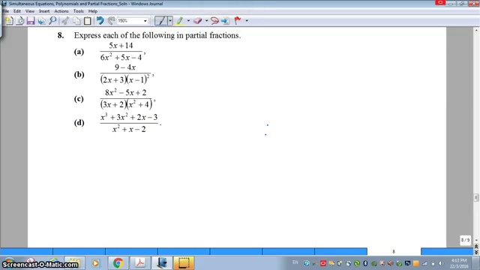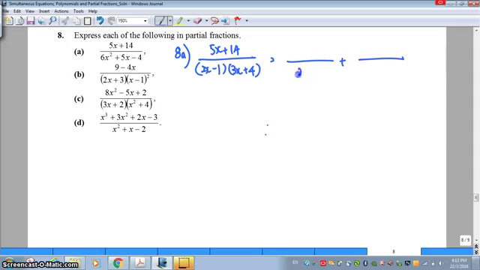Next, you must always ensure your denominator is fully factorized. So in this case, we will need to factorize our denominator. Taking note that there are two factors, or rather two linear factors, it means that we are split into two partial fractions with a constant a and b on top.